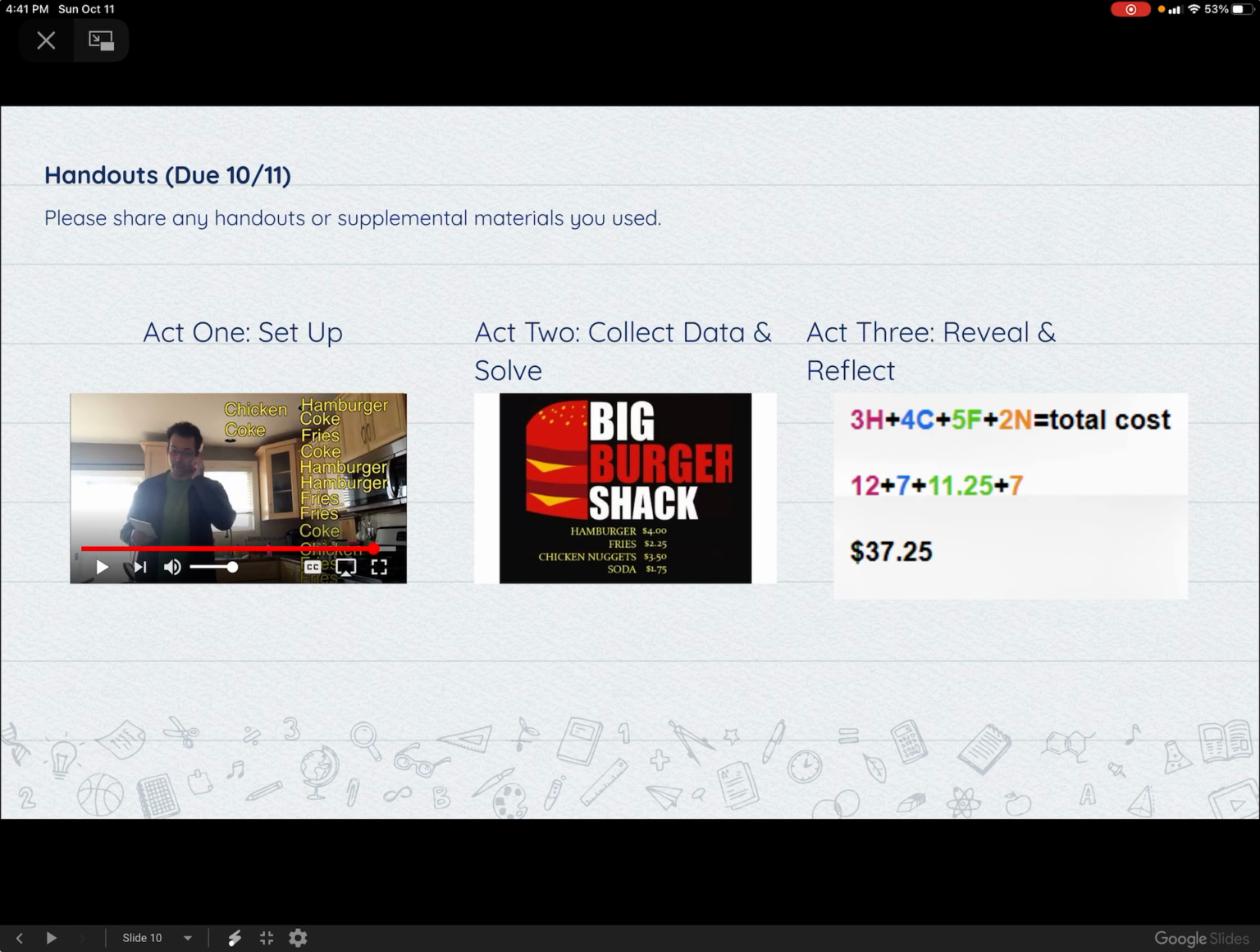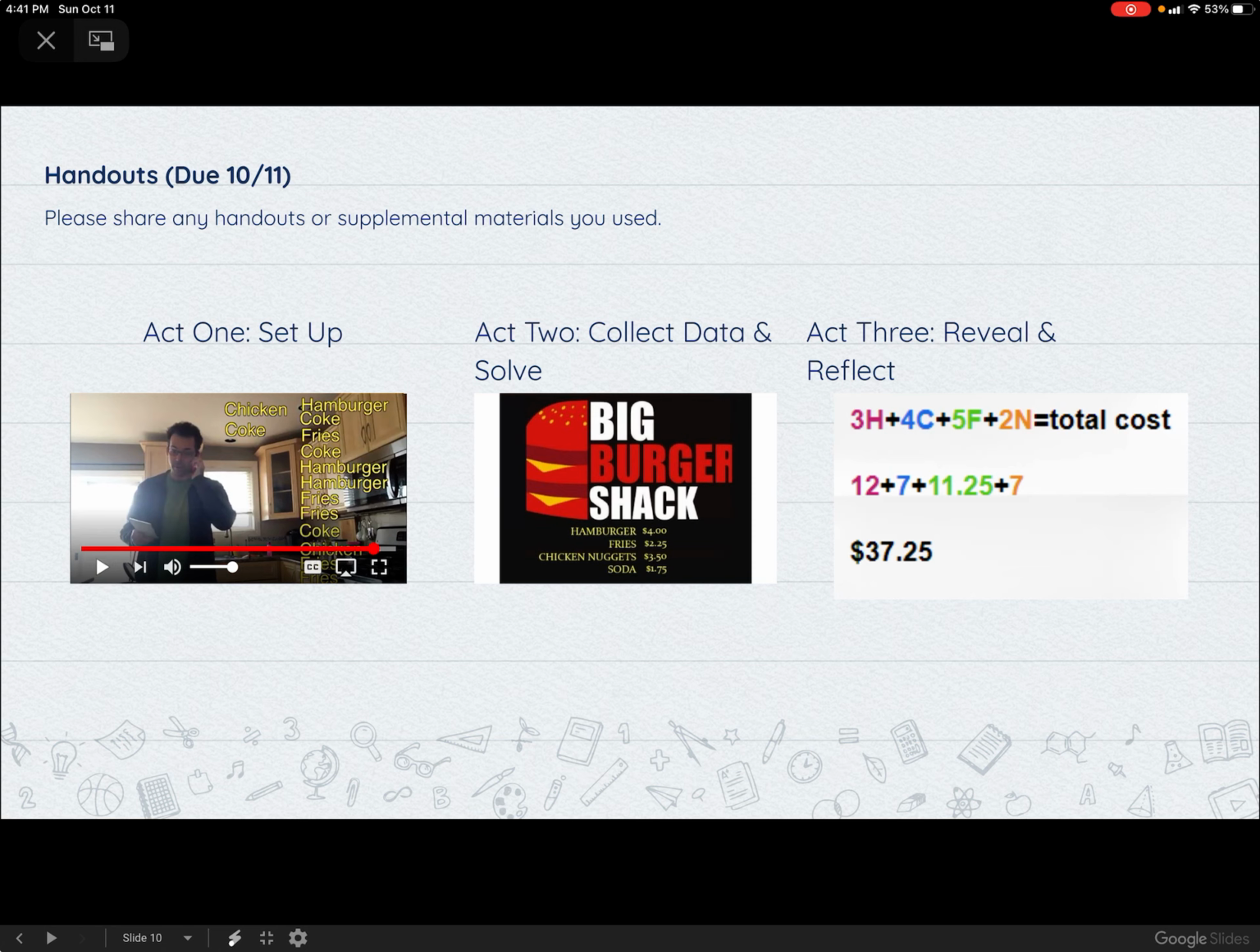Act 2 was collect data and solve. On Act 2, I provided another discussion post, which is the second one, and I gave them a menu with the items and the price. So here's the menu, and there are the prices there.